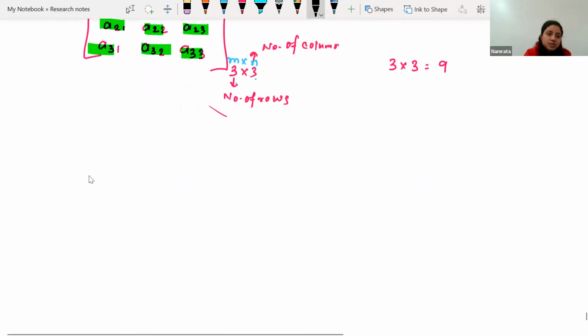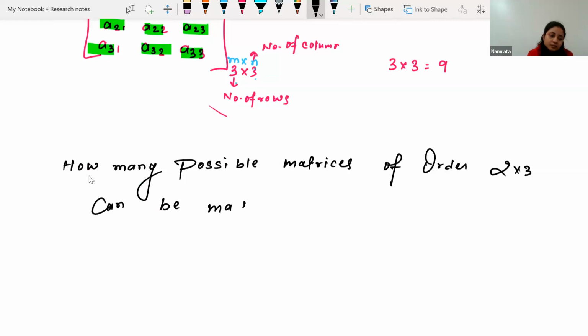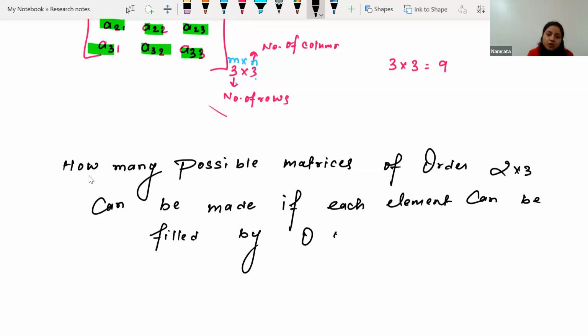Now there is one question which says: how many possible matrices of order 2 cross 3 can be made if each element can be filled by 0 or 1? This is the question we are having.